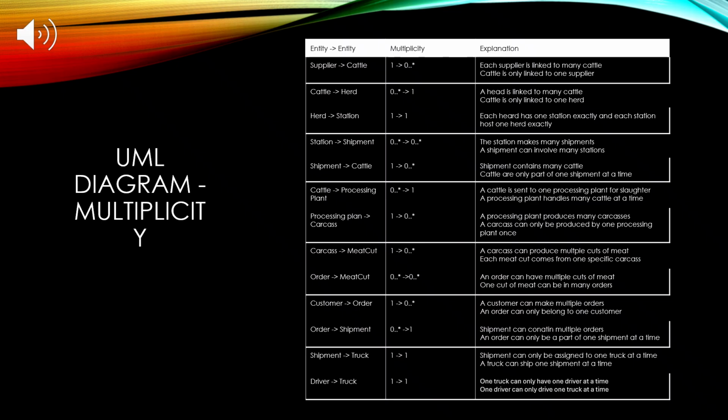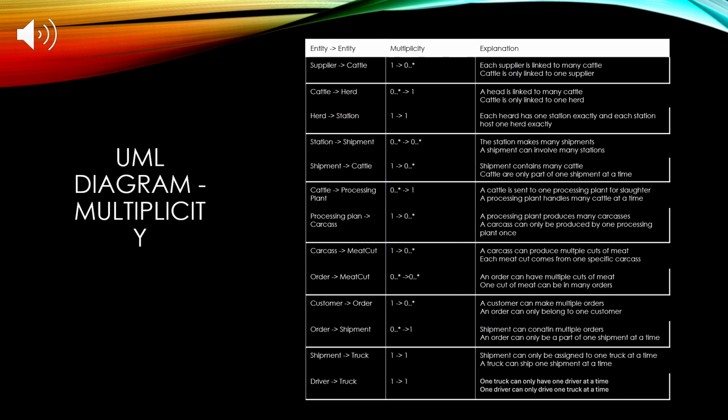Carcass to meat cut is one-to-many. A carcass can produce multiple cuts of meat. However, each meat cut can only come from one specific carcass. Order to meat cut is many-to-many, as an order can have multiple cuts of meat, and one cut of meat can be present across many different orders.